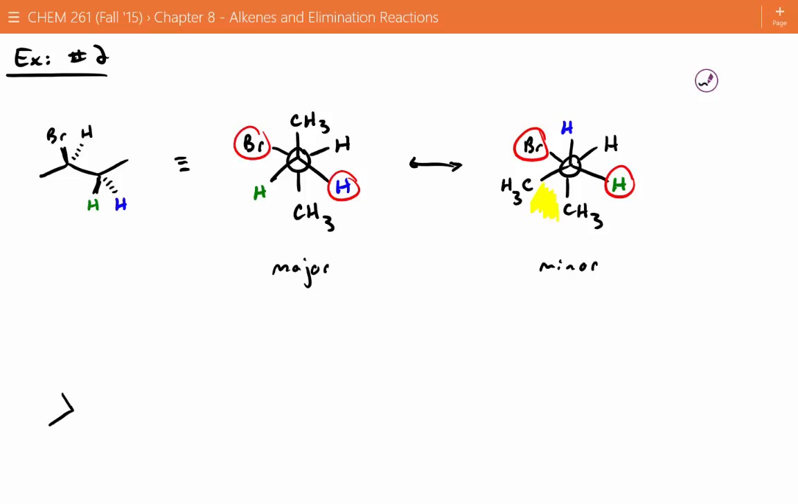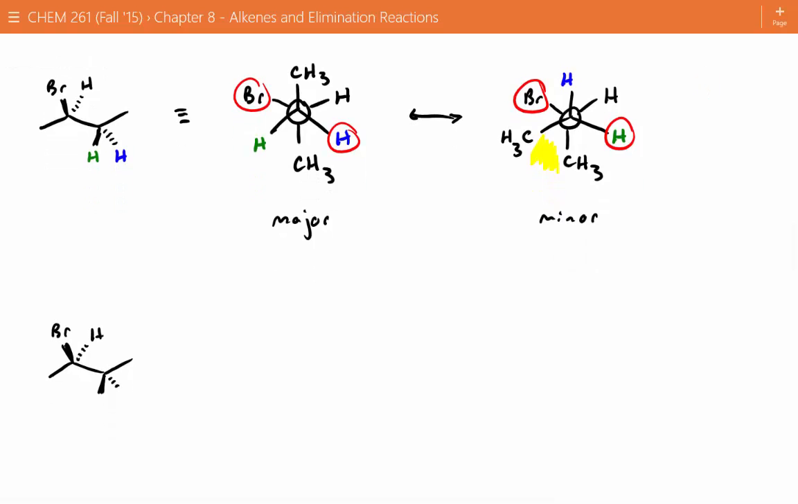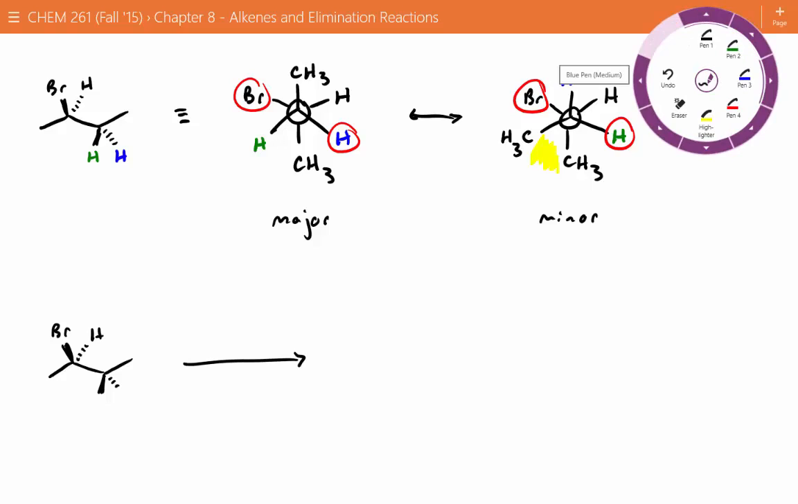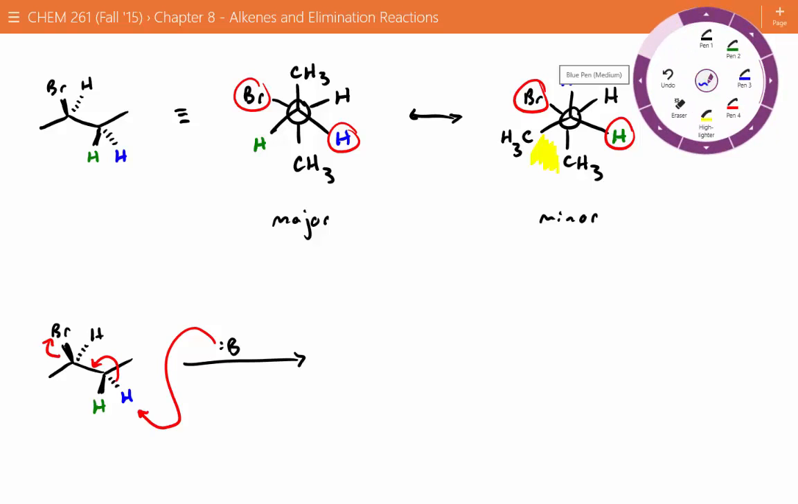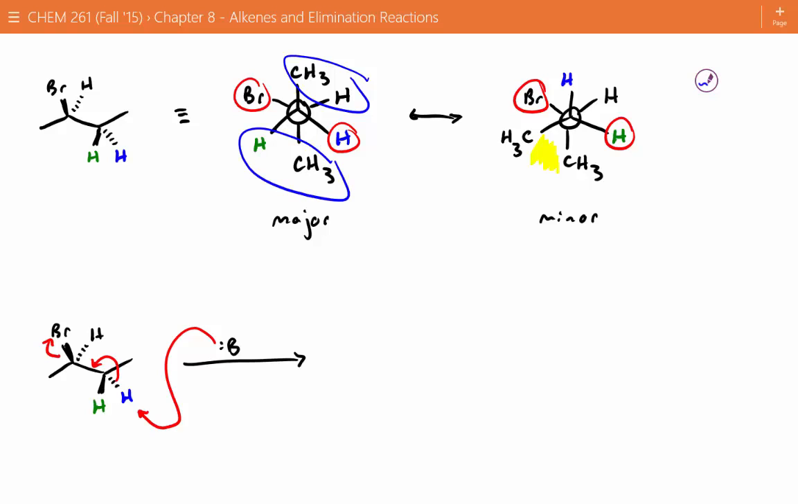So let's redraw our starting material. And we're going to do the major reaction first. If we're going after our major product, are we going to go after the blue proton or the green one? Blue. Okay. So in this reaction, base is going to go after our blue one, kick down electrons, and give us this product. And if we think about what this product should look like, the methyl group should be cis to that hydrogen. This methyl group should be cis to that hydrogen. So let's draw our product out.